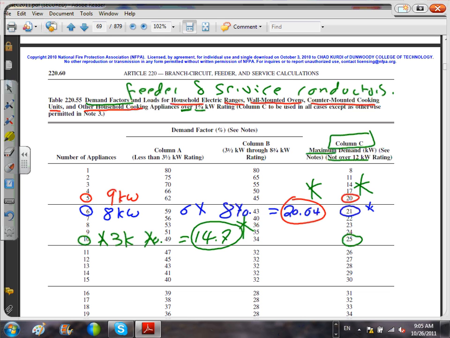Absolutely. So here's where defaulting to C becomes very important. The closer you get to 8 3/4, the closer you get to the upper limit of B, the more chances that C will give you a higher demand. If you want a hint.